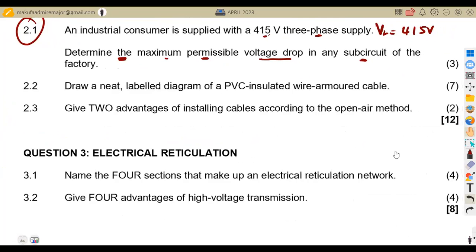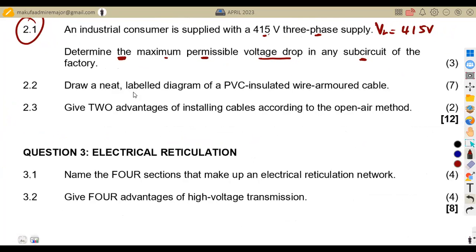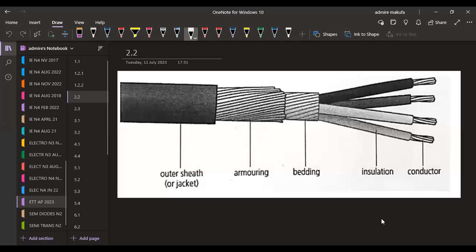In this case, we are given to draw a neat labelled diagram of a PVC insulated wire armored cable in this case. All right, so on the previous, remember on this other paper that we had whereby we're supposed to label this. Now they want us to draw, so please be careful on these questions. So what we just need is to make sure that we label the parts from the outer sheet, which we refer to as the jacket in this case, the armoring, the bedding, the insulation, and also the conductors.